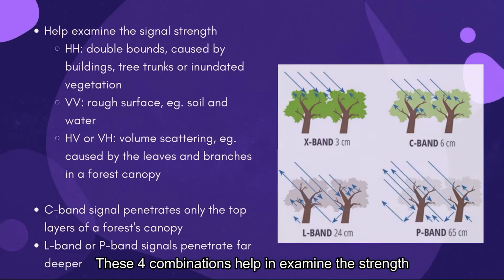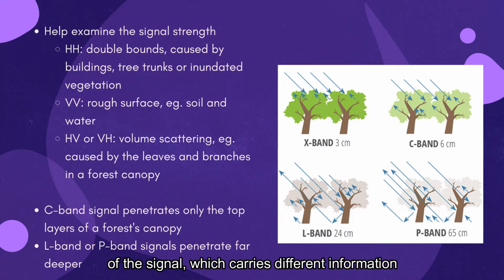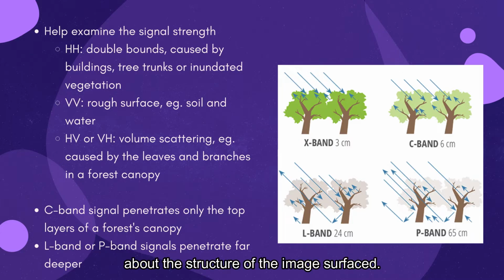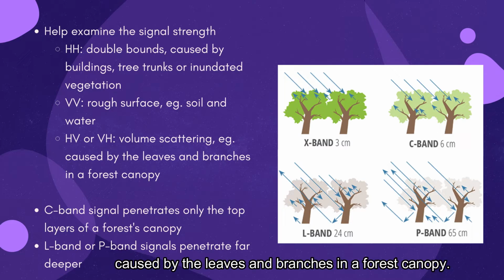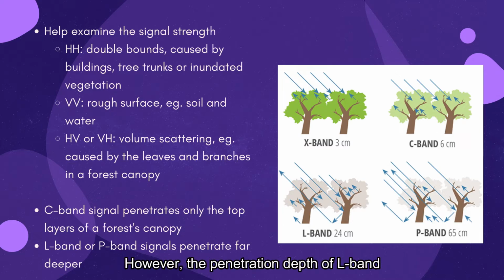These four combinations help in examining the strength of the signal, which carries different information about the structure of the image surface. The VV signal is normally sensitive to rough surfaces such as soil and water. The HH signal is a double bounce signal. The emitted signal hits the obstacles and reflects back to the radar. It is normally caused by buildings, tree trunks, or inundated vegetation. HV or VH signal is a volume scattering which is caused by the leaves and branches in a forest canopy.